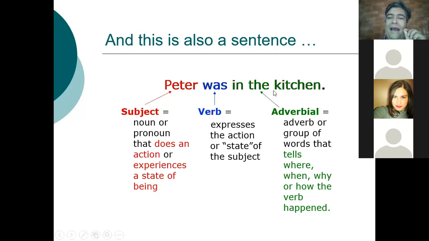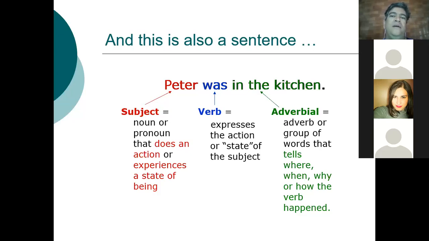¿Cómo cambiarían esta que está aquí por un adverbial, pero que me indique tiempo? Peter was... But I think to change it, Peter was early in the kitchen. Could be. But I don't think so. Okay, Peter was on time. Ah, very good. Yes, very good.